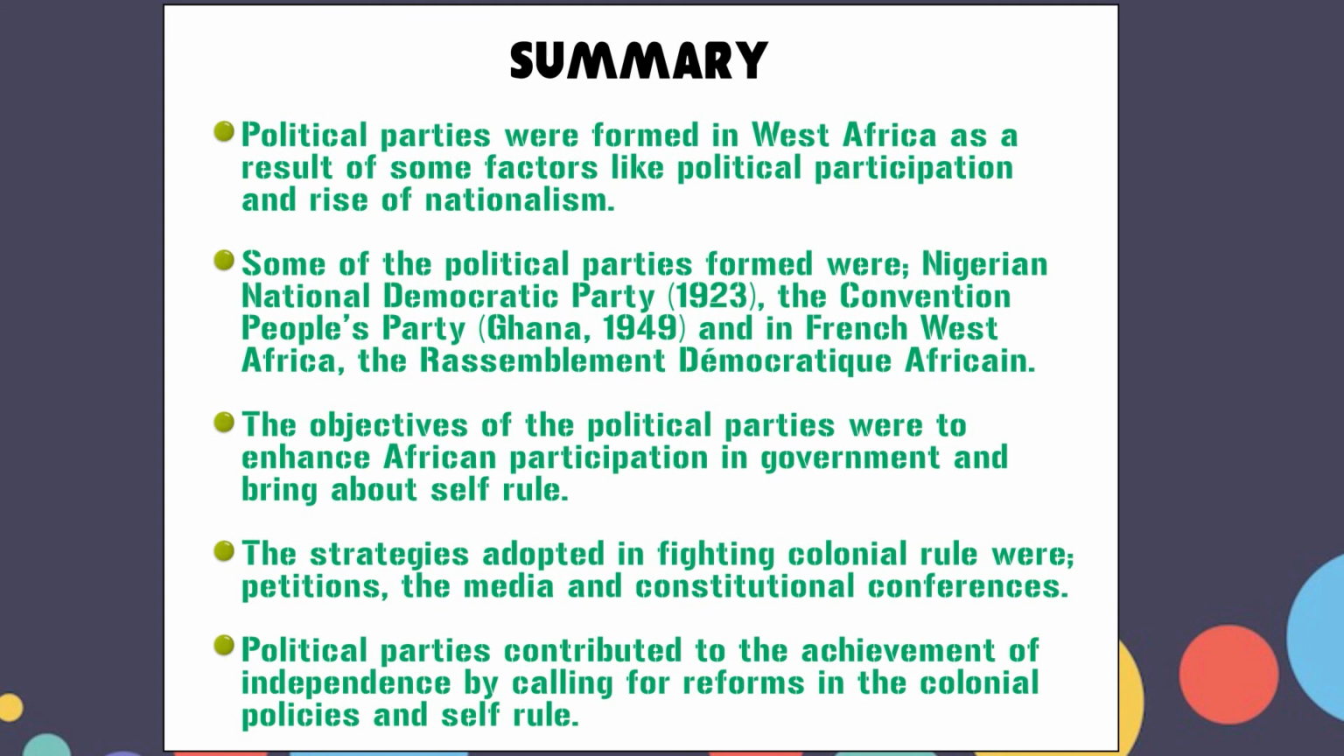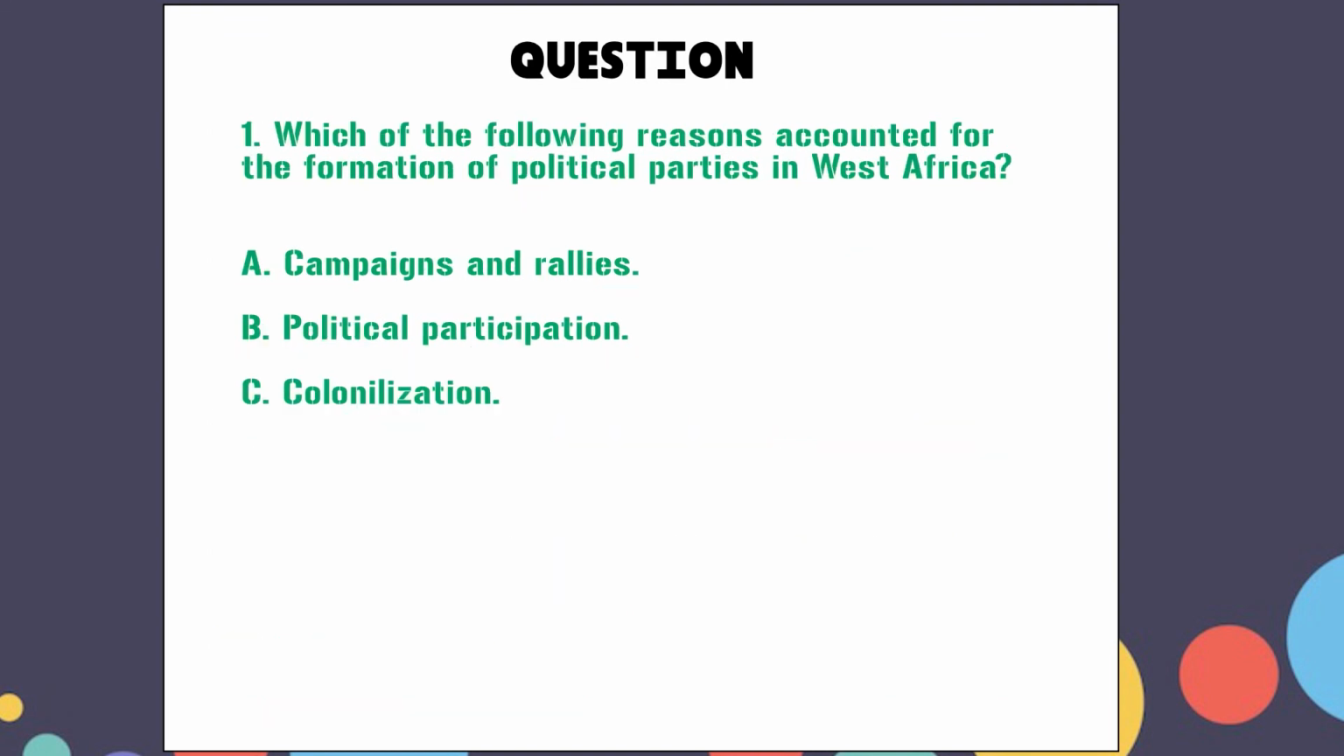Moving on, we learned that the objectives of the political parties were to enhance African participation in government and to bring about self-rule. Furthermore, we learned that the strategies adopted in fighting colonial rule were petitions, the mass media, and constitutional conferences. Lastly, we learned that political parties contributed to the achievement of independence by calling for reforms in colonial policies and self-rule. Now we have come to the end of the lesson, but before we go, let's take some questions to test our knowledge.